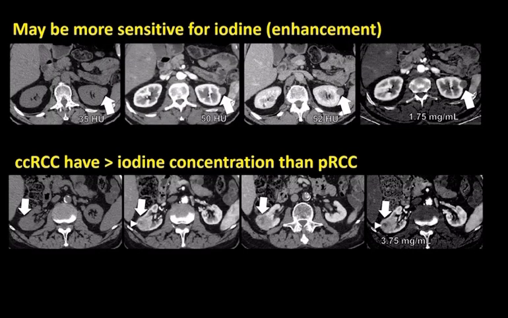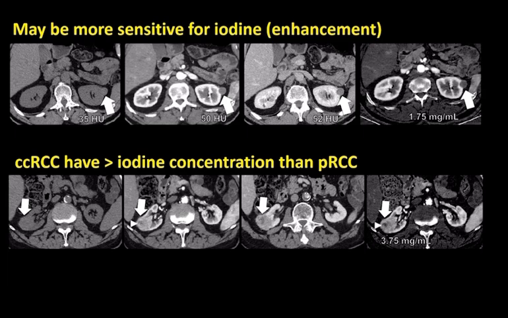Other potential applications of dual energy CT are a slightly higher sensitivity for iodine. As we can see on the top panel, we have a low enhancing papillary renal cell carcinoma, which does not enhance by greater than 20 Hounsfield units, but which shows a significant amount of iodine on the iodine overlay image, both subjectively and quantitatively, and a diagnosis of papillary RCC was confirmed at biopsy.